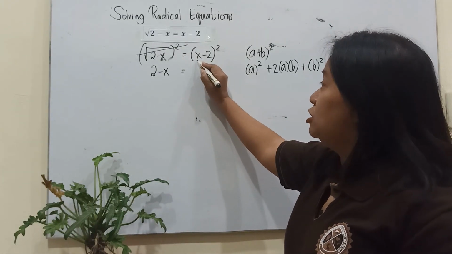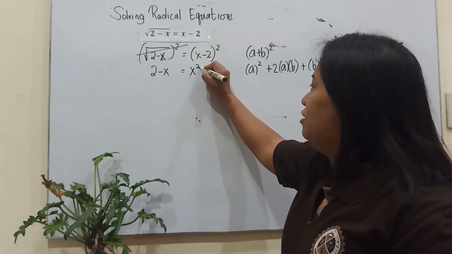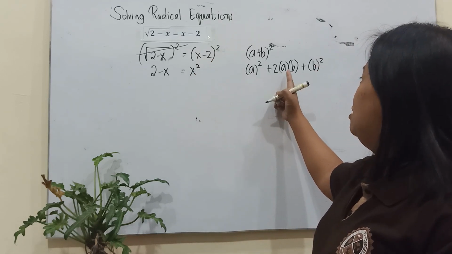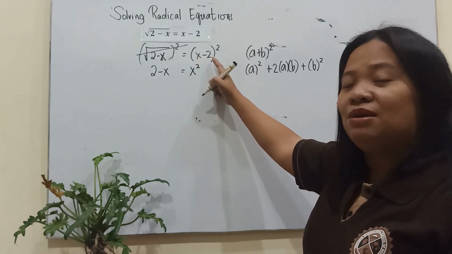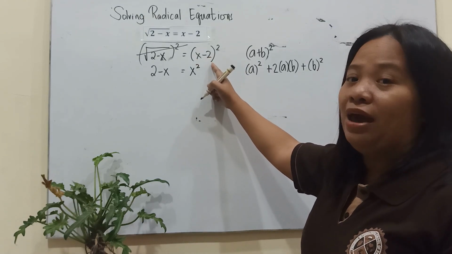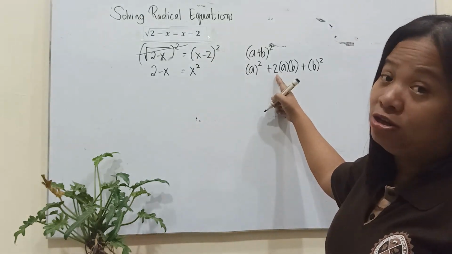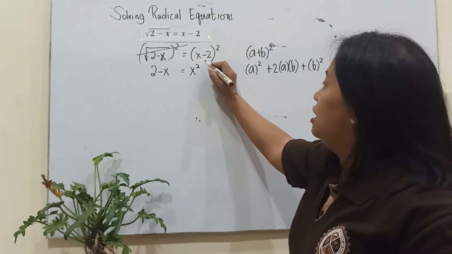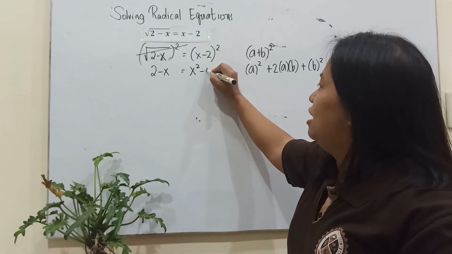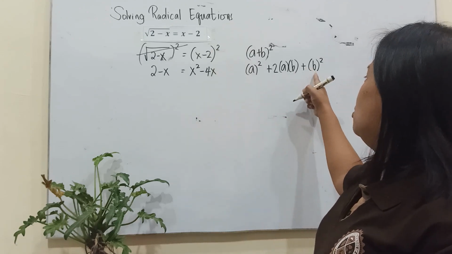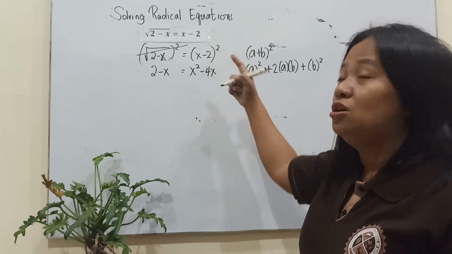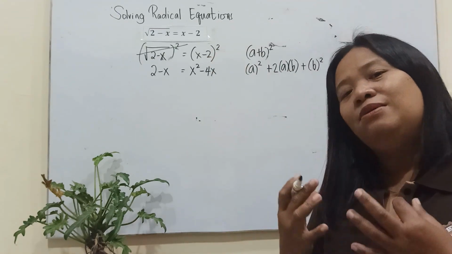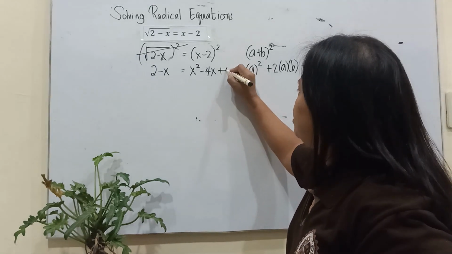Square the first term, which is x, that would be x squared. Then, multiply the first and the second term. x times negative 2 is negative 2x. Then, multiply it by a constant 2. So, negative 2x times 2 is negative 4x. Then, square the last term. Our last term is negative 2. Negative 2 times negative 2 is positive 4.